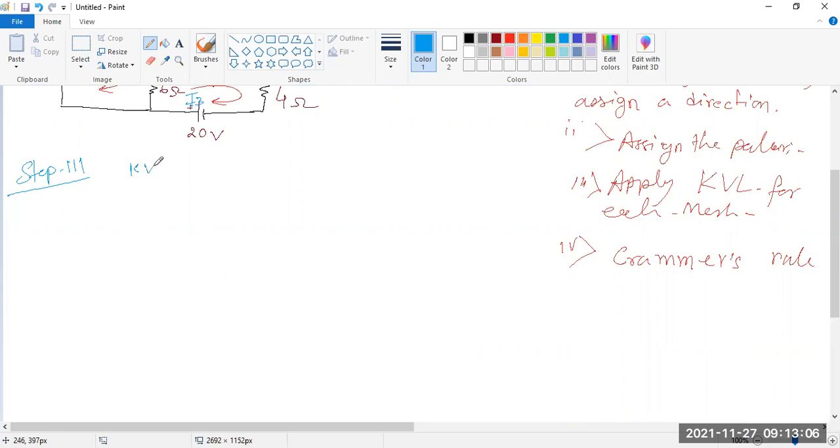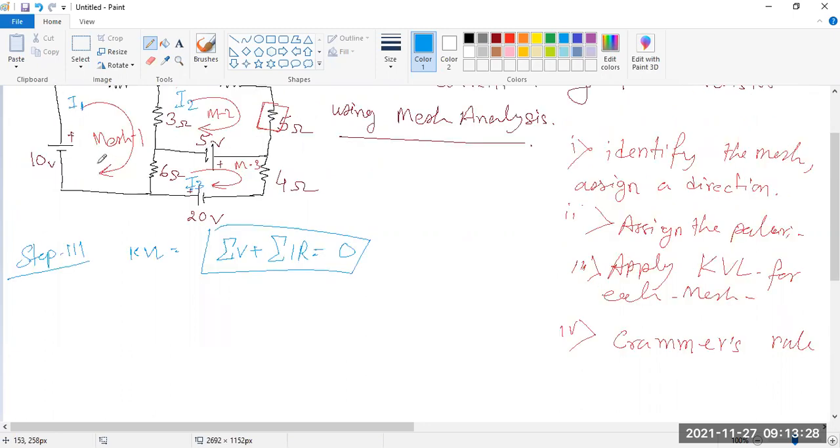What is KVL law? KVL law is that the summation of all voltage is equal to 0, or the summation of potential is 0. Say, summation of voltage plus summation of IR, this is also potential drop, is equal to 0. This is your KVL law. So first apply it for mesh 1.